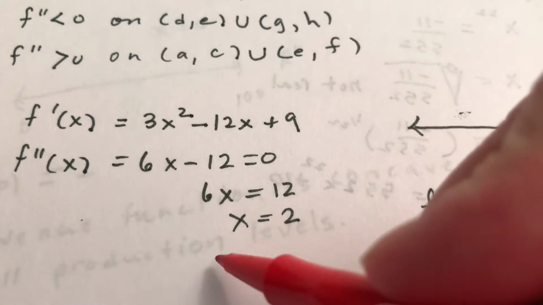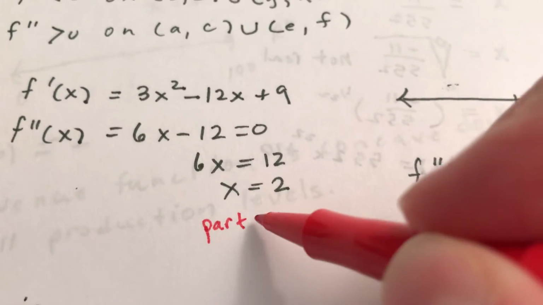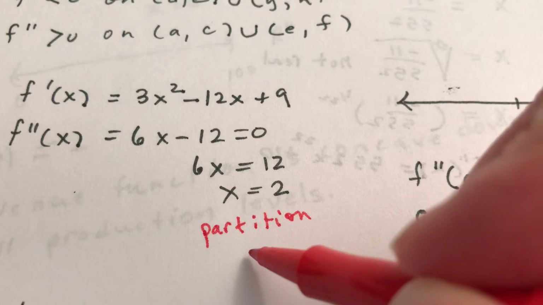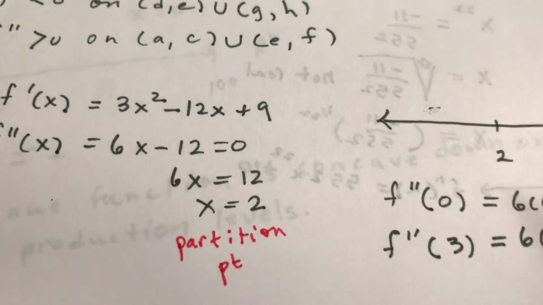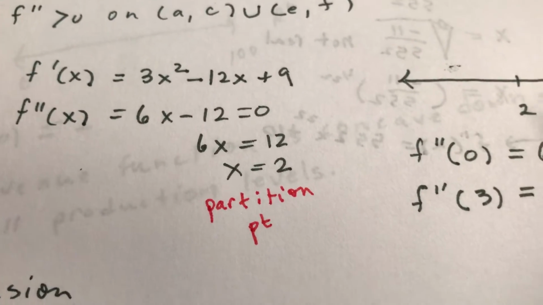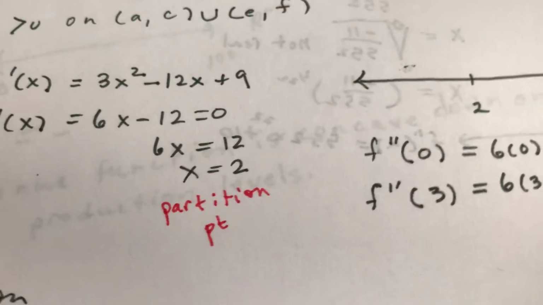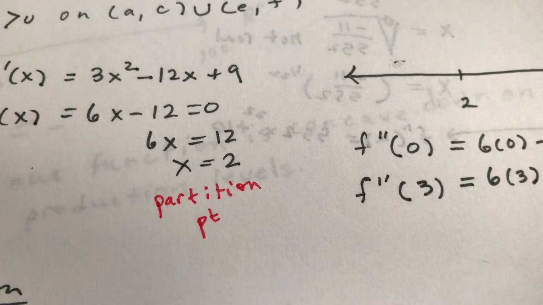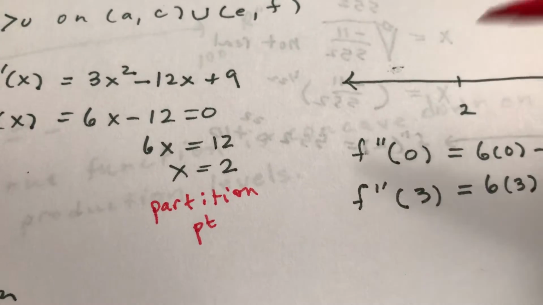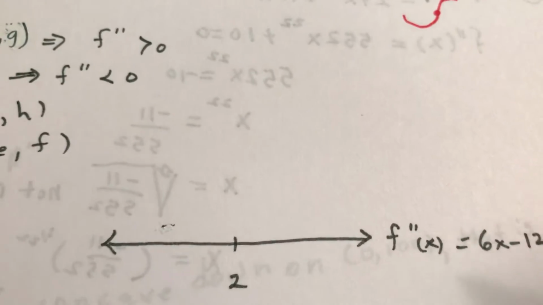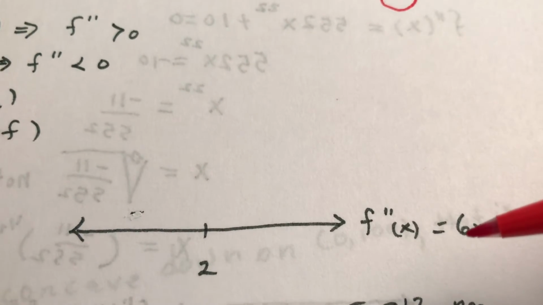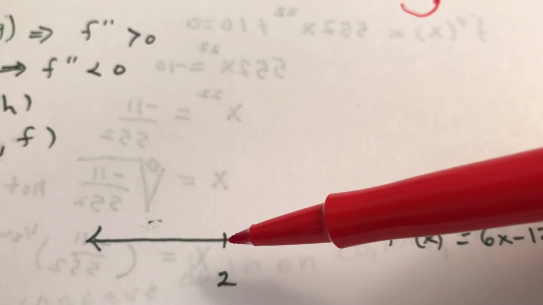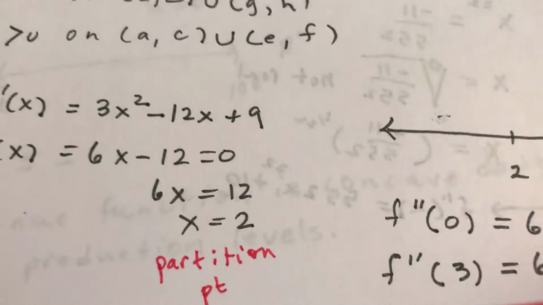Now Math Excel is calling this a partition point. You can call it the 0 of the second derivative. I think technically critical number is for the first derivative, but it is a critical number. And let's put that on a number line. So my number line now is the second derivative number line. That's why I keep emphasizing to label your number line. And I put the 2 here. That was the partition number, as they call it.